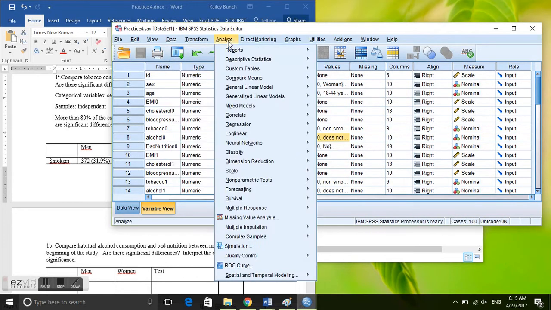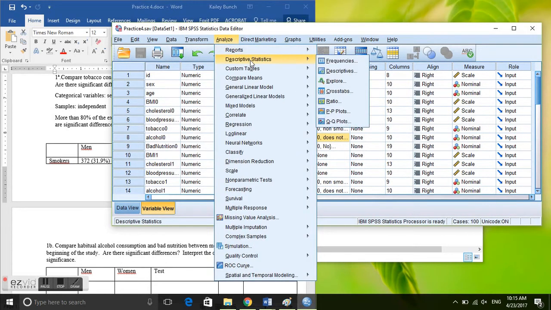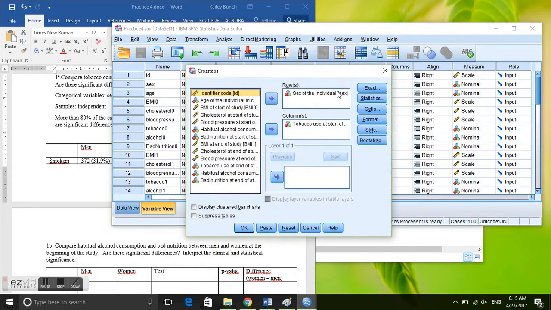Click on Analyze, Descriptive Statistics, and Crosstabs. So we've done this before. Whenever we were cross-tabulating to get percentages between two variables in the descriptive statistics, we use Crosstabs, but we're going to do one extra step in this. So find tobacco use at the beginning of the study, put it in columns, and sex, put it in rows. It honestly doesn't matter which way or which box you put each of these variables in, as long as you know how to read the table.